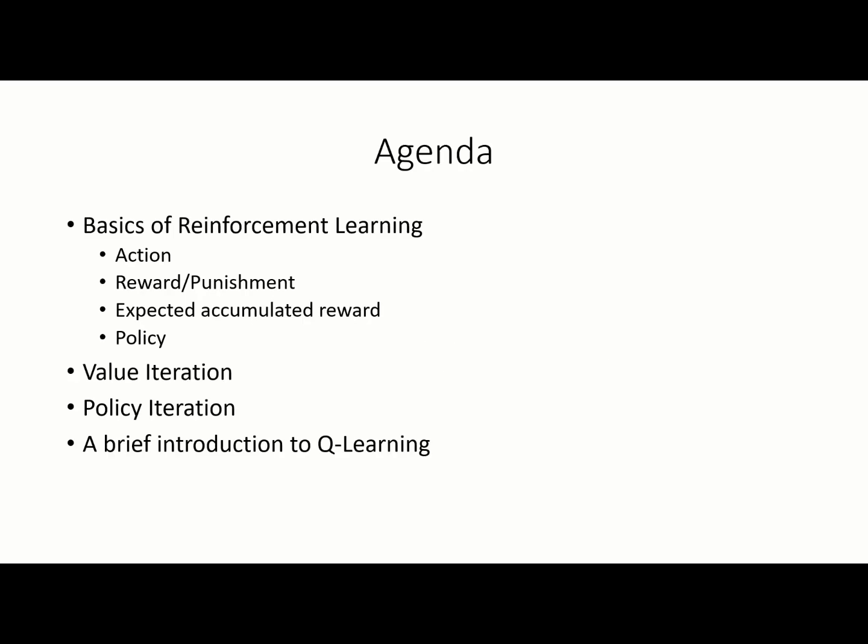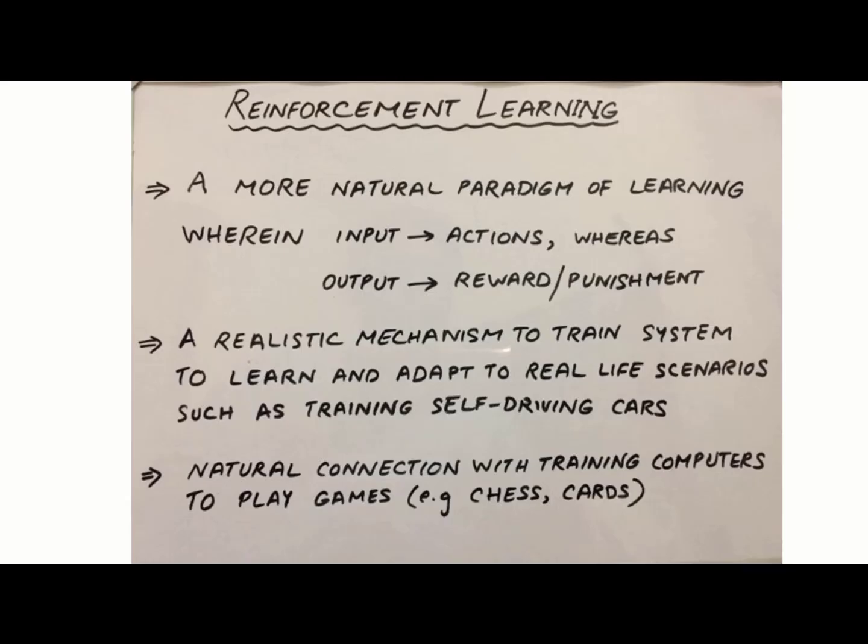The list of agenda items includes the basics of reinforcement learning, and we shall define certain terms such as action, reward, punishment, expected accumulated reward, and policy. And then the list also includes two foundational algorithms of machine learning called value iteration and policy iteration. And I would like to conclude our lecture with a brief introduction to Q-learning. All right, so let's get started with the reinforcement learning foundations.